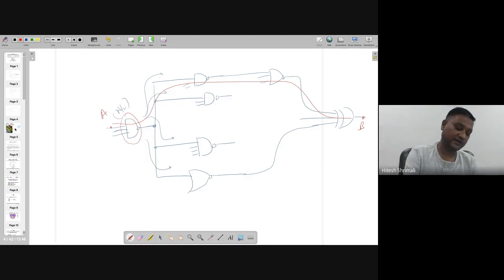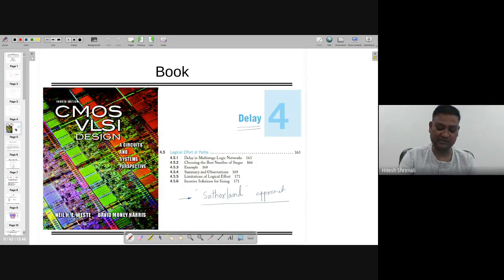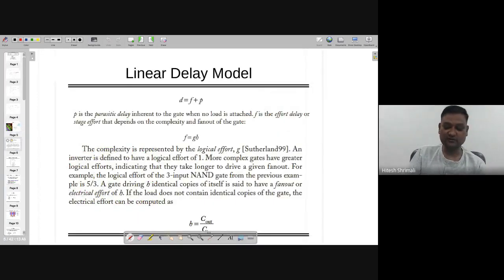So this is another technique for the number of stages. So it's not only for one particular gate. So let's start with that. So what does the linear delay model say? Please write this down in your notebook and remember, because we are going to use these equations many times.